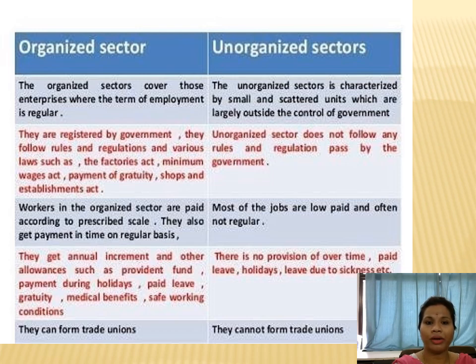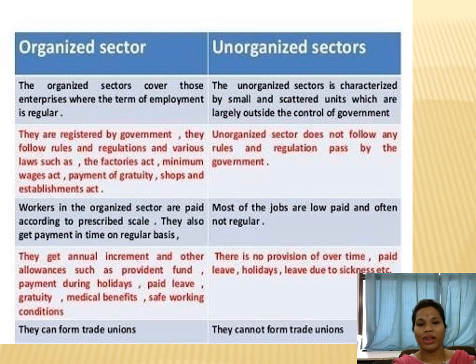In the organized sector, workers are paid according to the prescribed scale. That means every institution in the organized sector has its prescribed scale. Like for this post, this is the basic pay, this is the allowance, these are the perquisites that they are going to get, and this would be the total salary. And every year this amount would increase after promotion. But in the unorganized sector, most of the jobs are low paid and often not regular.